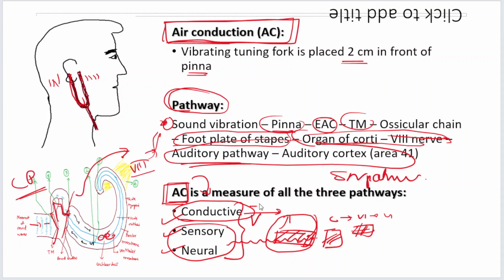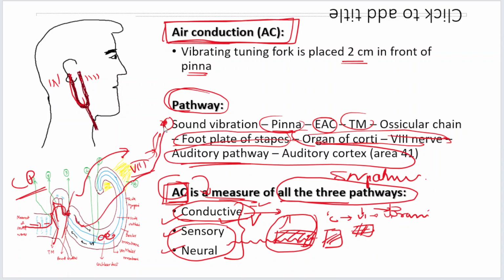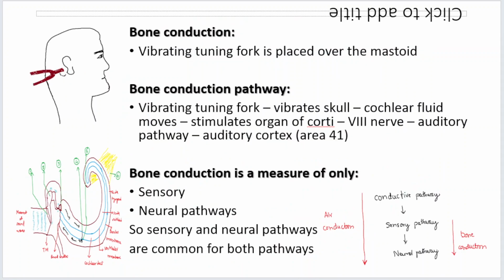So the conductive pathway is working and the sensory and neural pathways are working, only then is the brain able to perceive. So with air conduction, do not make the mistake of saying that it is a measure of the conductive pathway. It is a measure of all the three pathways. Pinna, external auditory canal, tympanic membrane, ossicles, footplate of stapes, and then the cochlea, that is the organ of Corti, then the eighth nerve, then the auditory pathway, and it goes to the brain. So air conduction is a measure of the three pathways: conductive, sensory, and neural.